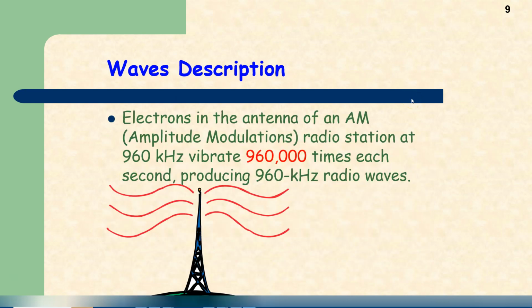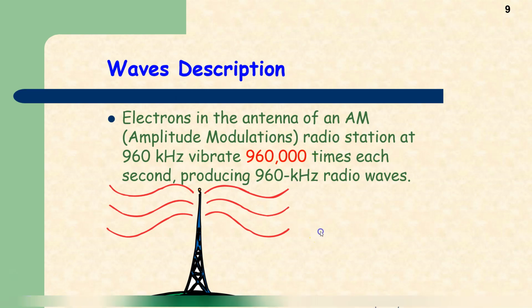Okay, so how does this play out in our everyday life? Well, let's take AM radio or FM radio, but in this case we're going to look at AM radio. AM stands for amplitude modulation, which means that it varies the height of the wave instead of the frequency of the wave compared to FM. FM stands for frequency modulation, and that's going to vary the frequency of the wave just a little bit. So, for instance, if you tune into 960 kilohertz, this means it's vibrating 960,000 times each second, producing a 960 kilohertz radio wave.